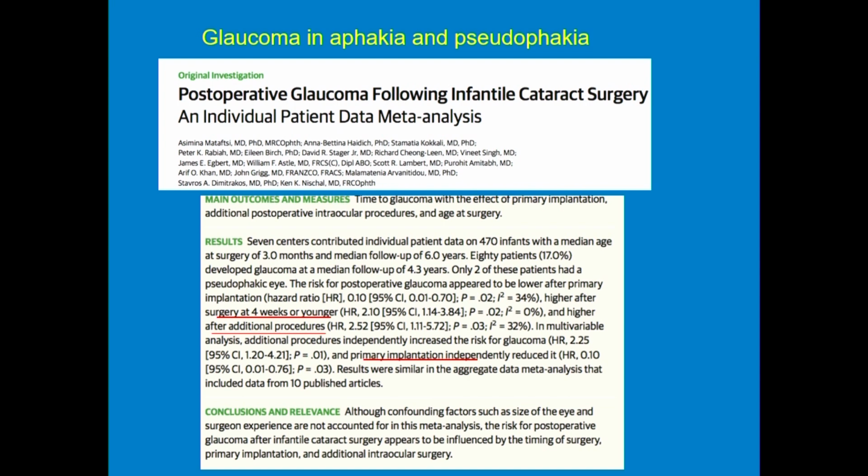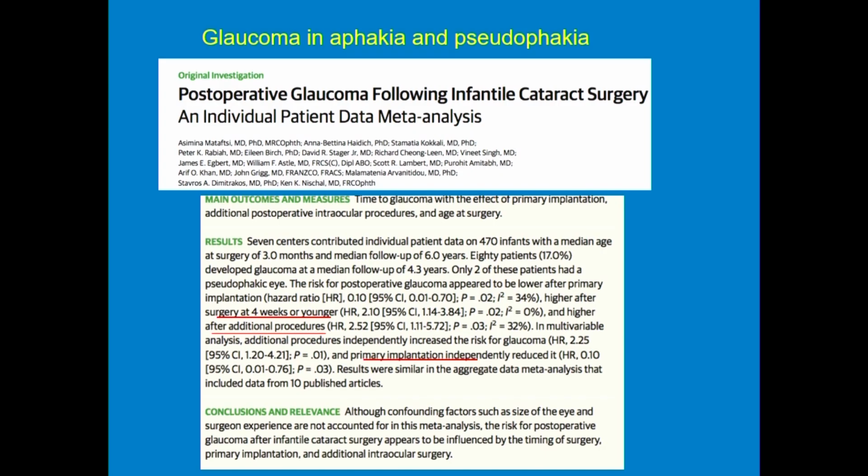And interestingly, primary implantation of IOL tended to have a lower rate of glaucoma in this meta-analysis. IOL is glaucoma neutral. So an IOL does not prevent or cause glaucoma if you have followed all the guidelines to place an IOL. But the takeaway from this paper is, with very young age of surgery, chances of glaucoma are higher. Any additional surgery that you do, chances of glaucoma are higher.